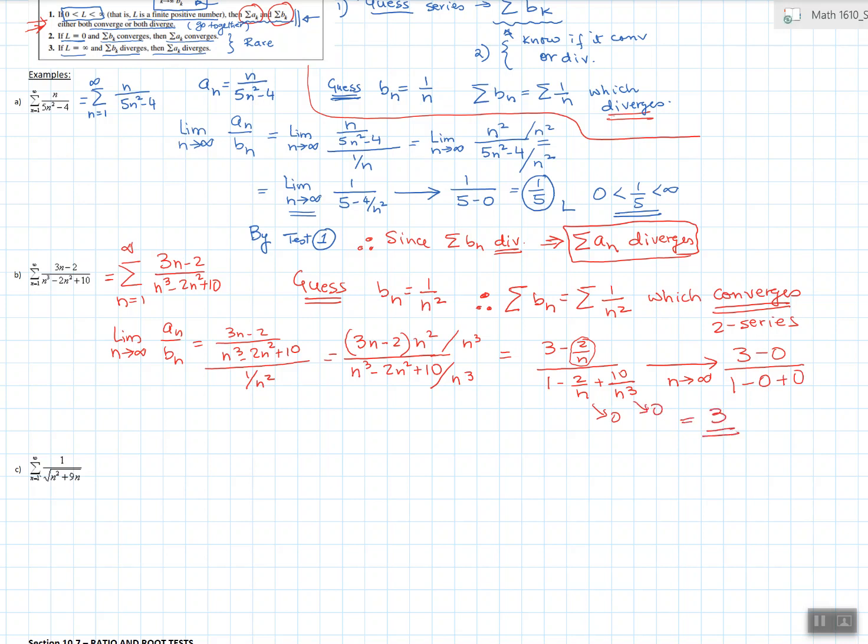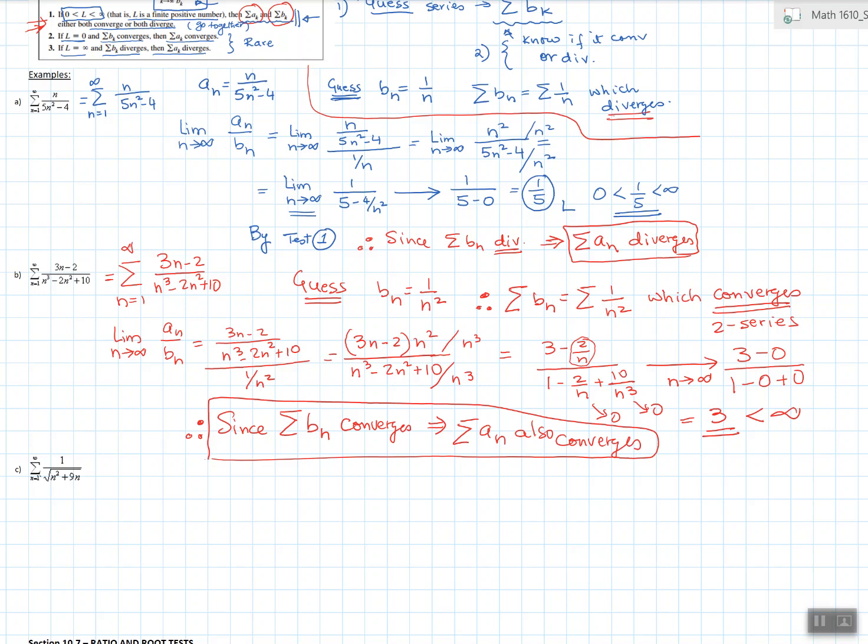So this is my limit, and clearly this is finite. Therefore the first test tells me that since my series Bn converges, that means my series An also converges. So this is the answer.